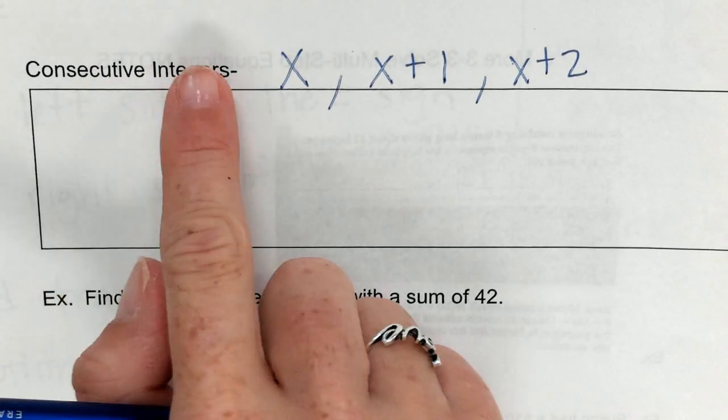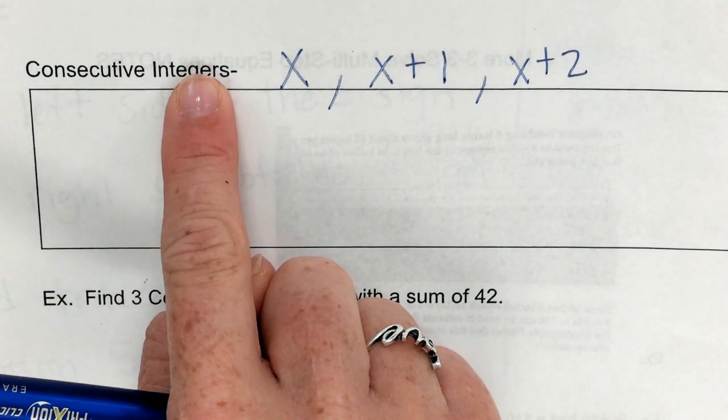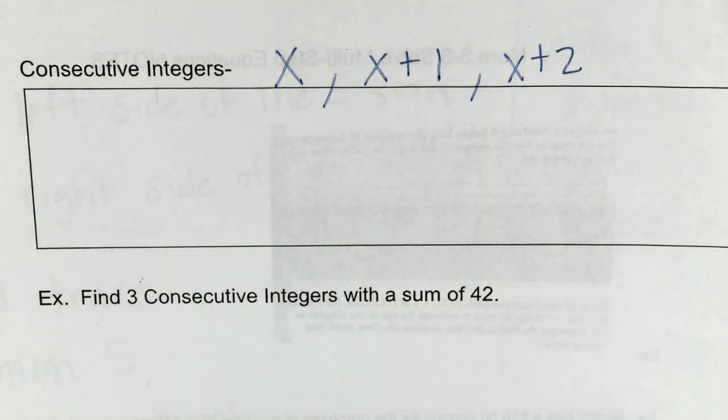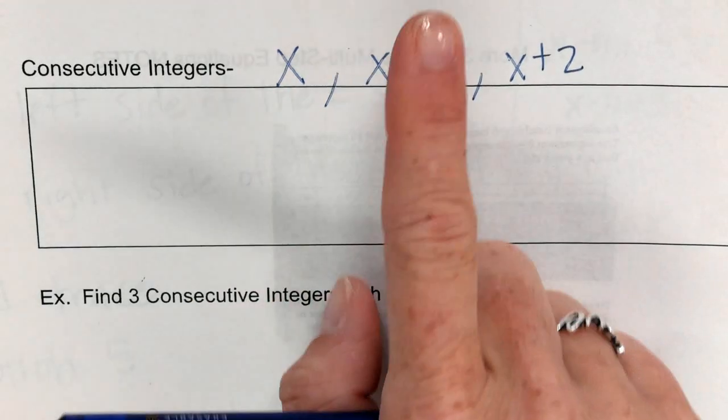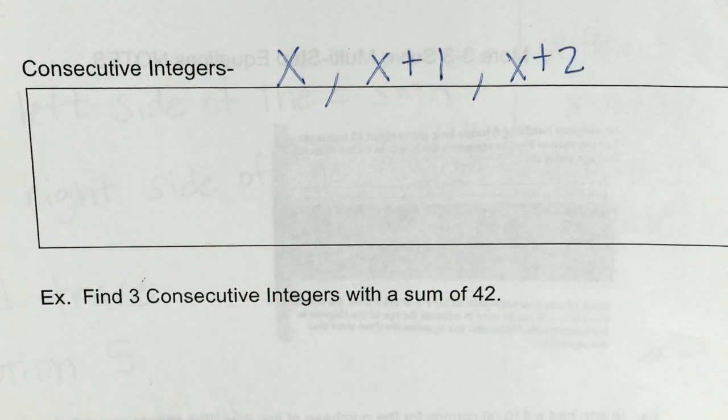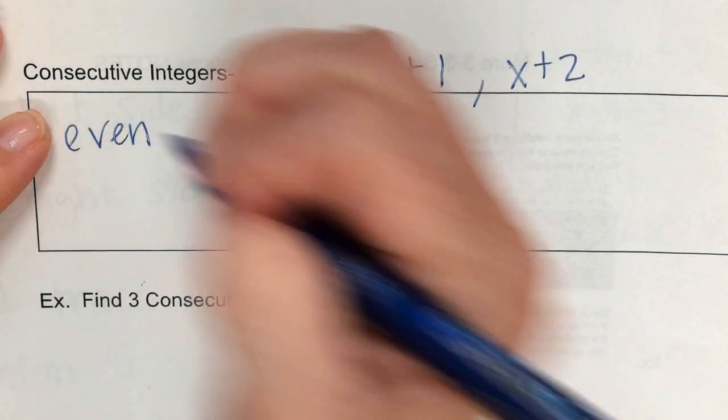These are called consecutive integers. If you don't know the first number, you call it X. To get to the next one, X plus 1. To get to the next one, X plus 2. Got it? What about consecutive even integers?